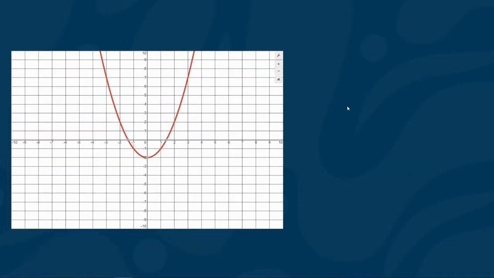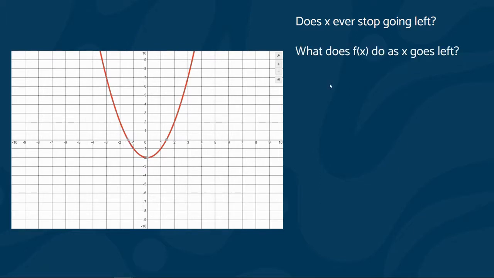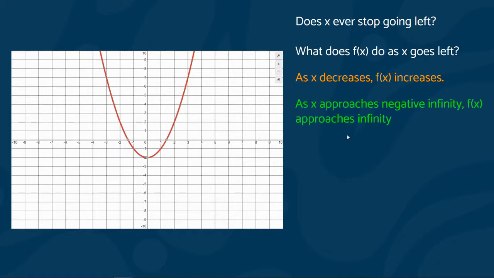With a quadratic, we're going to see the same thing. When you're moving from the middle, 0, to the left, as x goes to smaller and smaller numbers, what's happening with your graph? Well, as you can see, as we go further out, the y's seem to be going up. So as x decreases, x is getting smaller and smaller, our y's are going up, getting bigger and bigger. So they are increasing. As x approaches negative infinity, f of x approaches infinity. And again, the symbolic form of it: as x goes to negative infinity, f of x goes to positive infinity.